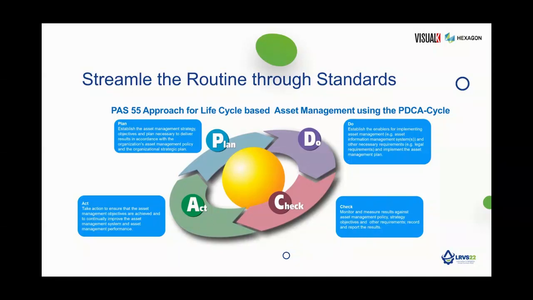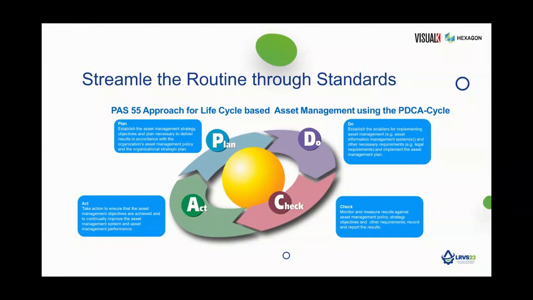the other approach, looking through the standards, is to use the PAS 55 approach for life cycle, right? So it's based on plan, do, check, and act, right? So on the planning side, you're looking at your asset strategy, you're looking at the objectives, you're looking at what actions are required or necessary to get the results that you need. Then on the do side, right? Establish the enablers, so that you can actually implement an asset management system and other necessary requirements, and monitor and measure the results, right?